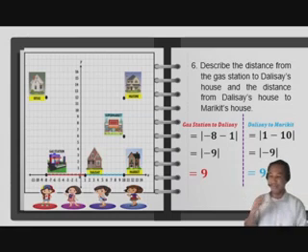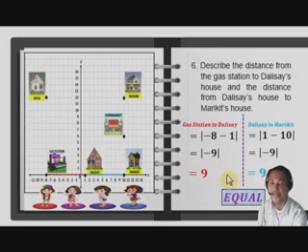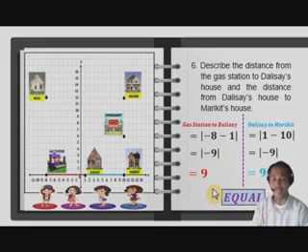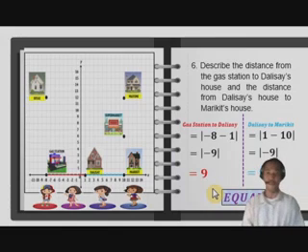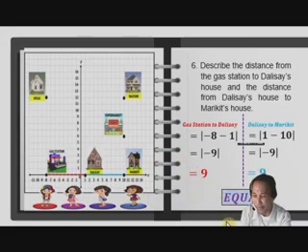Okay? So let's proceed now to our next problem. Oh, by the way, what can we say about the distances of their house? Okay? So these two distances can be said as they are equal or can be described as equal. Pareho lang po pala. So I hope that's clear. Let's proceed now to the next one.